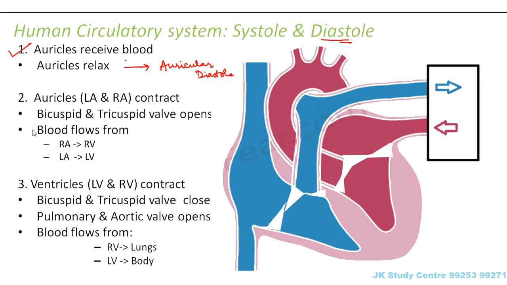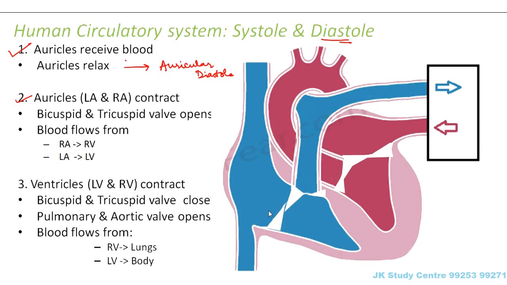Clear? Now the auricles, that is the left auricle and the right auricle, contract. Initially the auricles were relaxing. Now both the auricles have received blood. The left auricle received the oxygenated blood from the lungs and the right auricle received the deoxygenated blood from different body parts. Once they have received blood, the auricles contract and the bicuspid and tricuspid valves open.